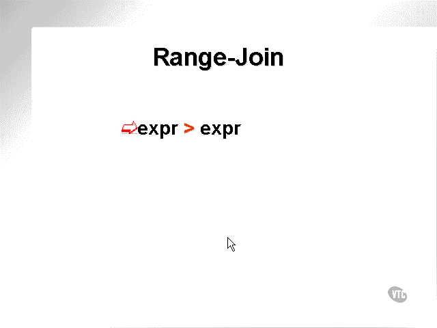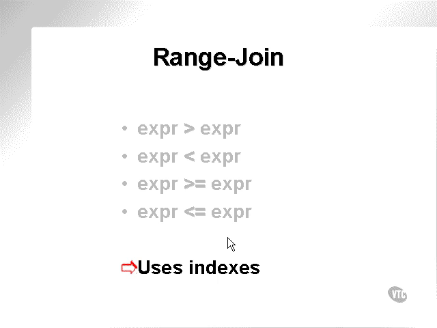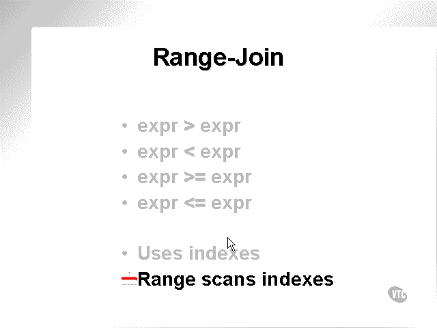Range joins. Greater than, less than, greater than or equal, less than or equal. It does use indexes, but it's not quite as fast as an equijoin because it does a range scan on the index. In other words, it doesn't do an exact hit in an index, it scans a section of the index. What's called a depth first traversal of a tree.